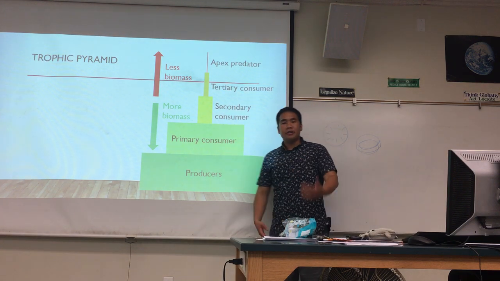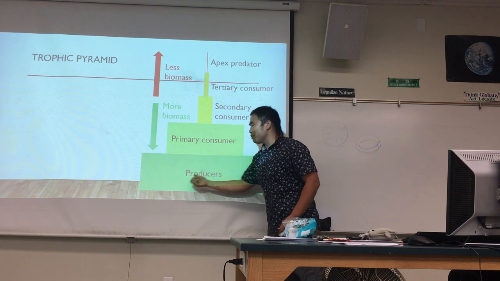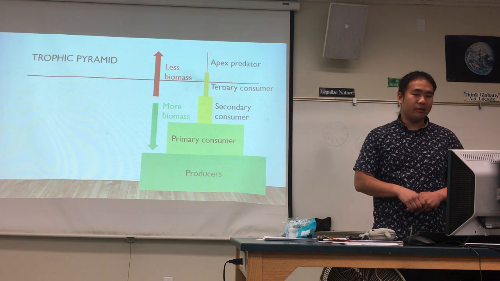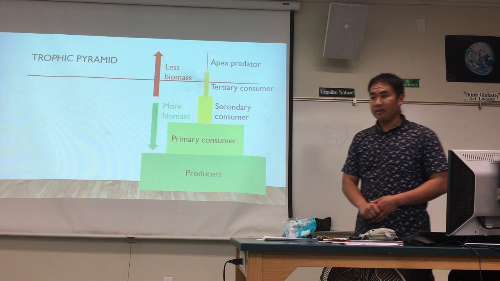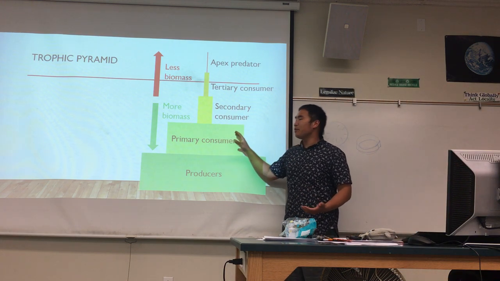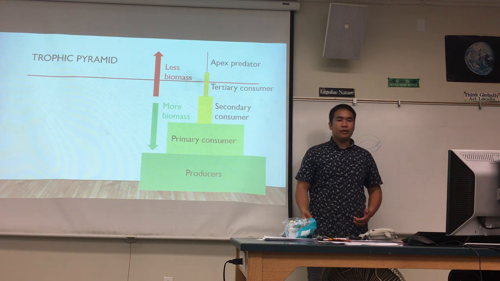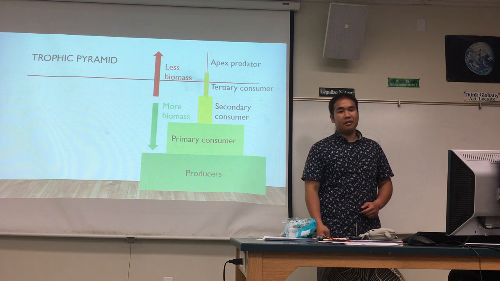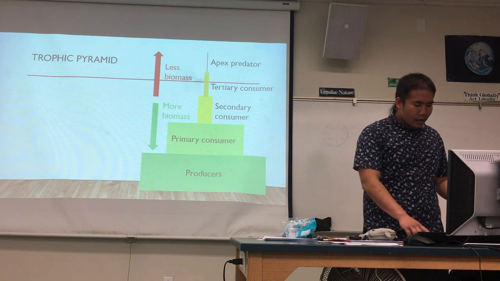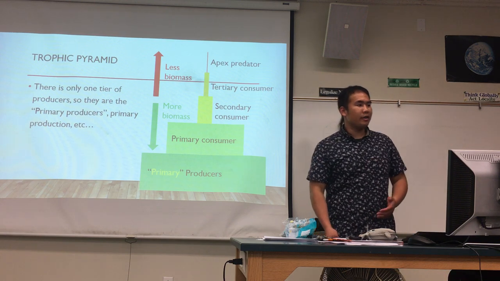So if you guys want to follow the same logic here, which one of these words would you assign to producer? Which one? Right, think about it. First level consumer is called primary consumer. Second is called secondary, tertiary. There's only one level of producer. Which one should it be? What was that? Primary. Do we know where that word comes from now? Primary producer? Now we have it.